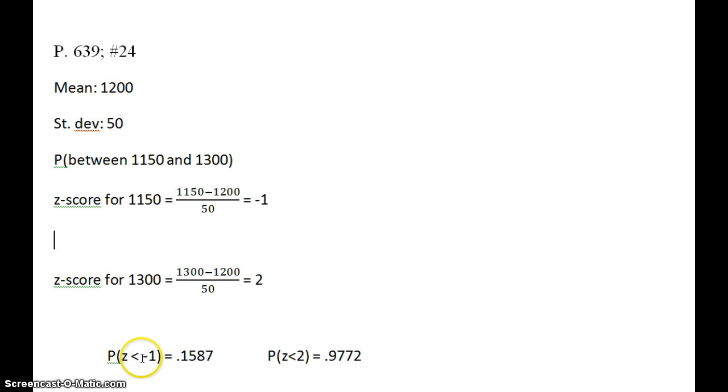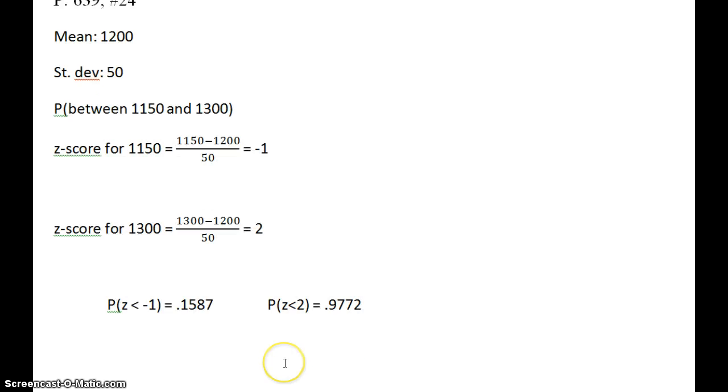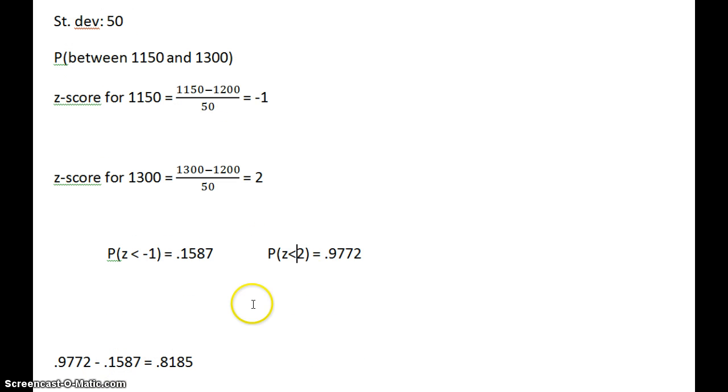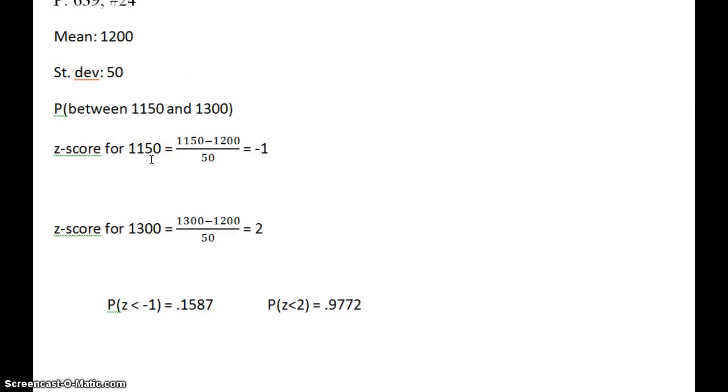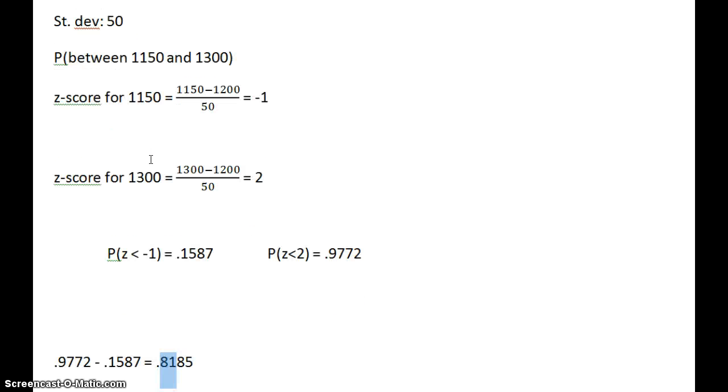And again, we're just going to look up both of those z-scores in the chart and then subtract the smaller one from the larger one, and so there's actually an 81.85%, or 0.8185, probability of being between those two numbers. Or in context of the problem, 81.85% of our light bulbs last between 1150 and 1300 hours.